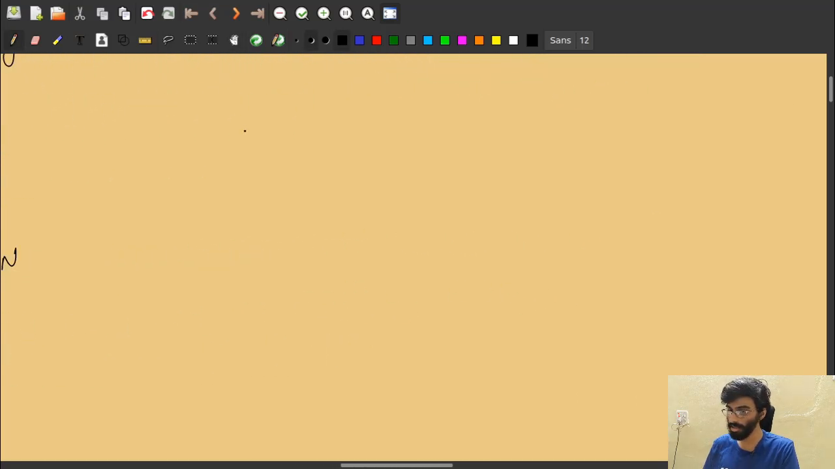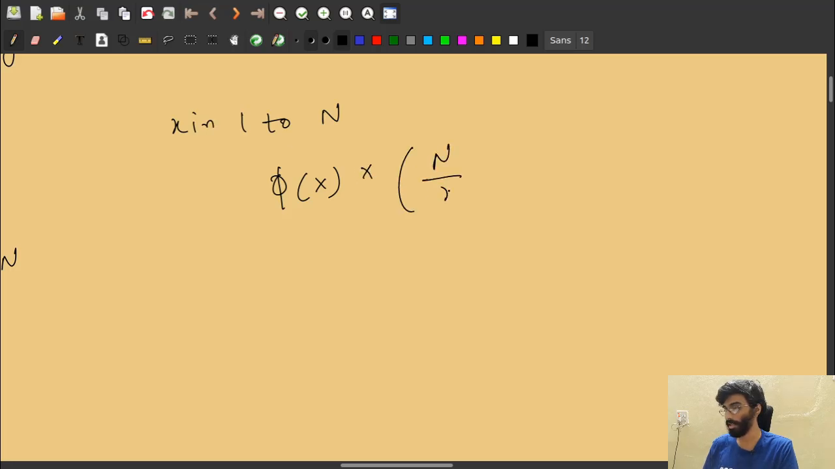So the final conclusion is we have to iterate our x from 1 to n, find the phi of that x, and multiply it with n by x, multiplied by n by x, and this will be the pairs which are forming when a is greater than or equal to b. So let's denote this quantity as s, and as I have already mentioned, the final answer will be 2 times s minus n square.